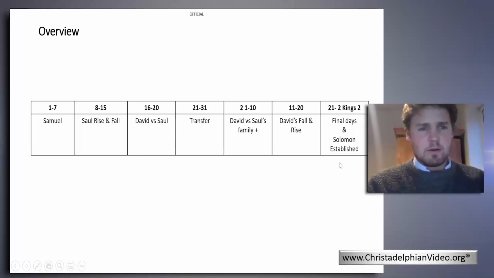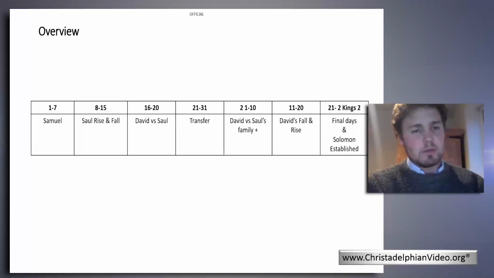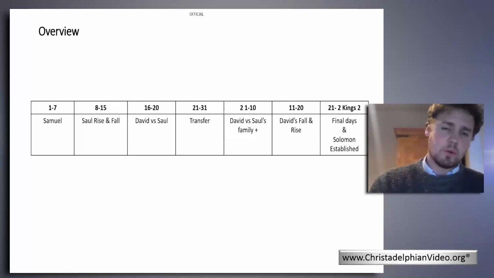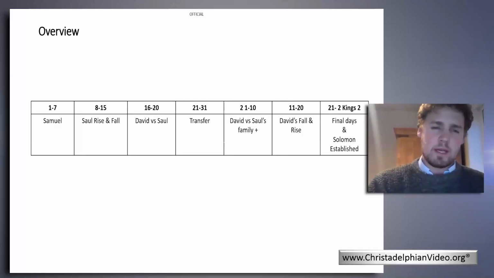Seven different areas. We start with a section that deals with Samuel being introduced to us, and is really all about the transfer of power between Eli and Eli's sons, and then Samuel. Then we are introduced to Saul as a king in Israel, as the first king in Israel, and we have the rise and the fall of Saul. And that rise and fall are based around a particular set of events that we'll look at.